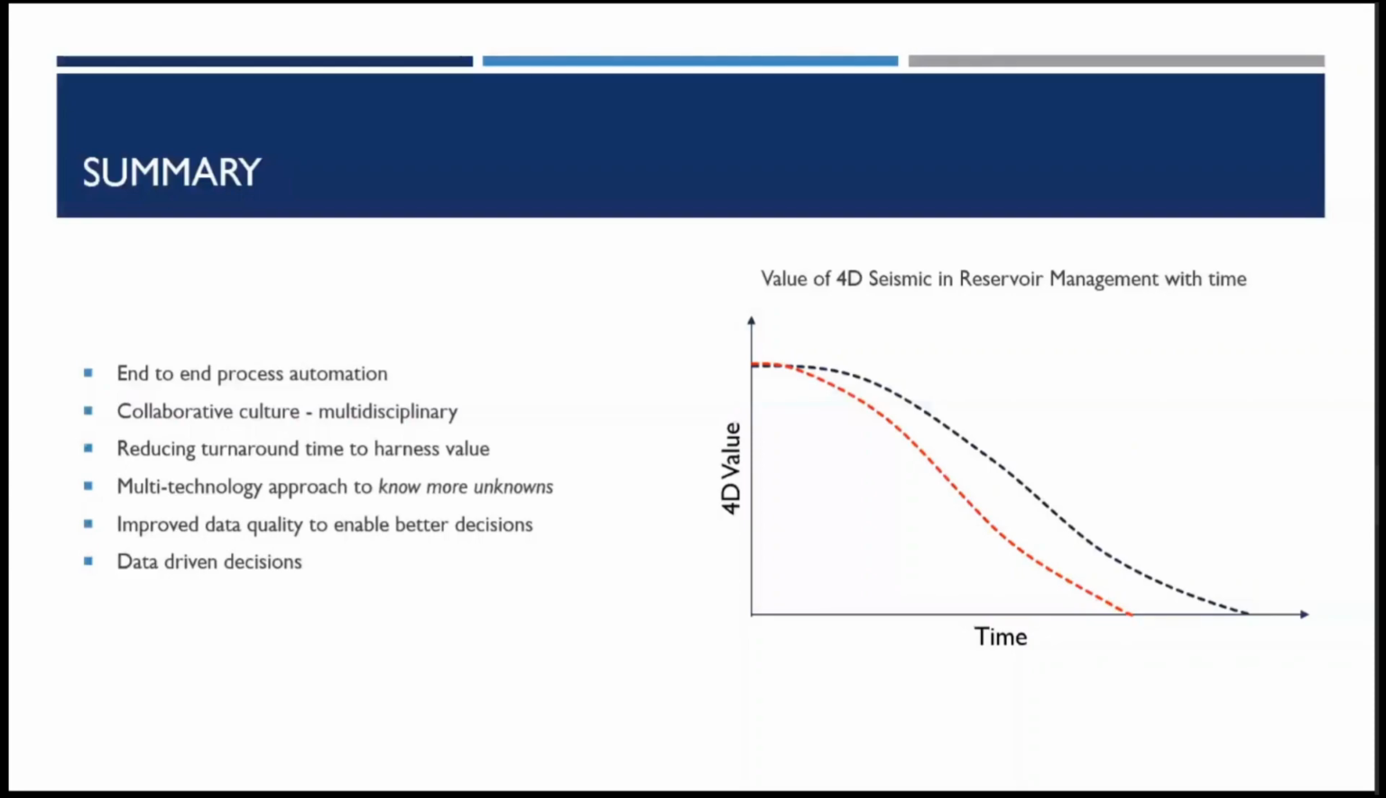Another important thing, as I've highlighted, is to improve data quality to enable better decisions. I've shown a couple of examples on it. And of course, on top of it are data-driven decisions. That is significantly important. I've tried to lay stress on it at different points in time. What are the data-driven decisions?